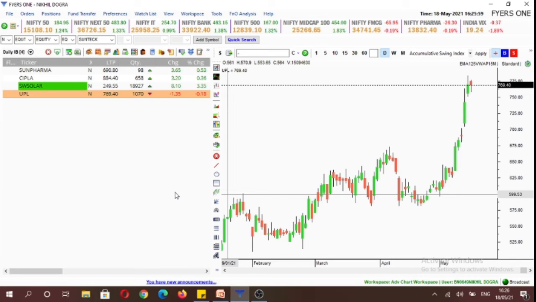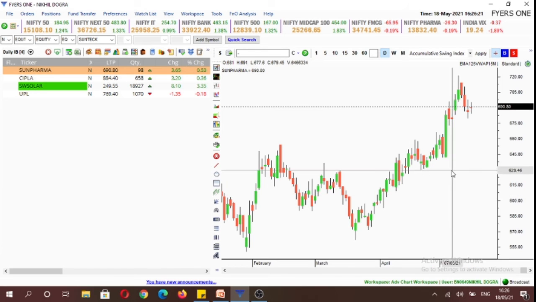Now we would be discussing our stock watch list for tomorrow. This is the neutral stock watch list. That is, we can trade either long or short depending upon the signal that we get in these stocks. So let's discuss what is the signal which would put us into action in these stocks.